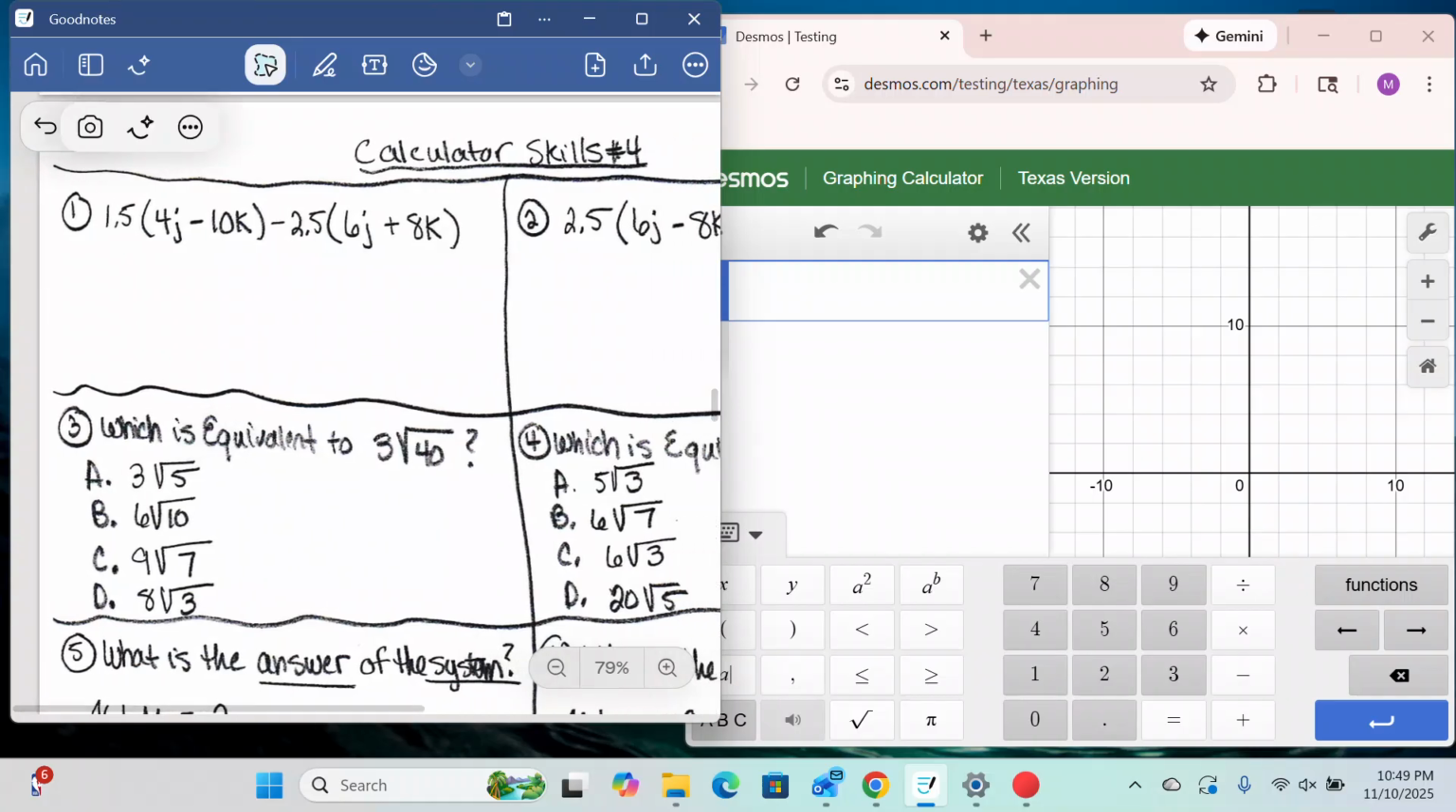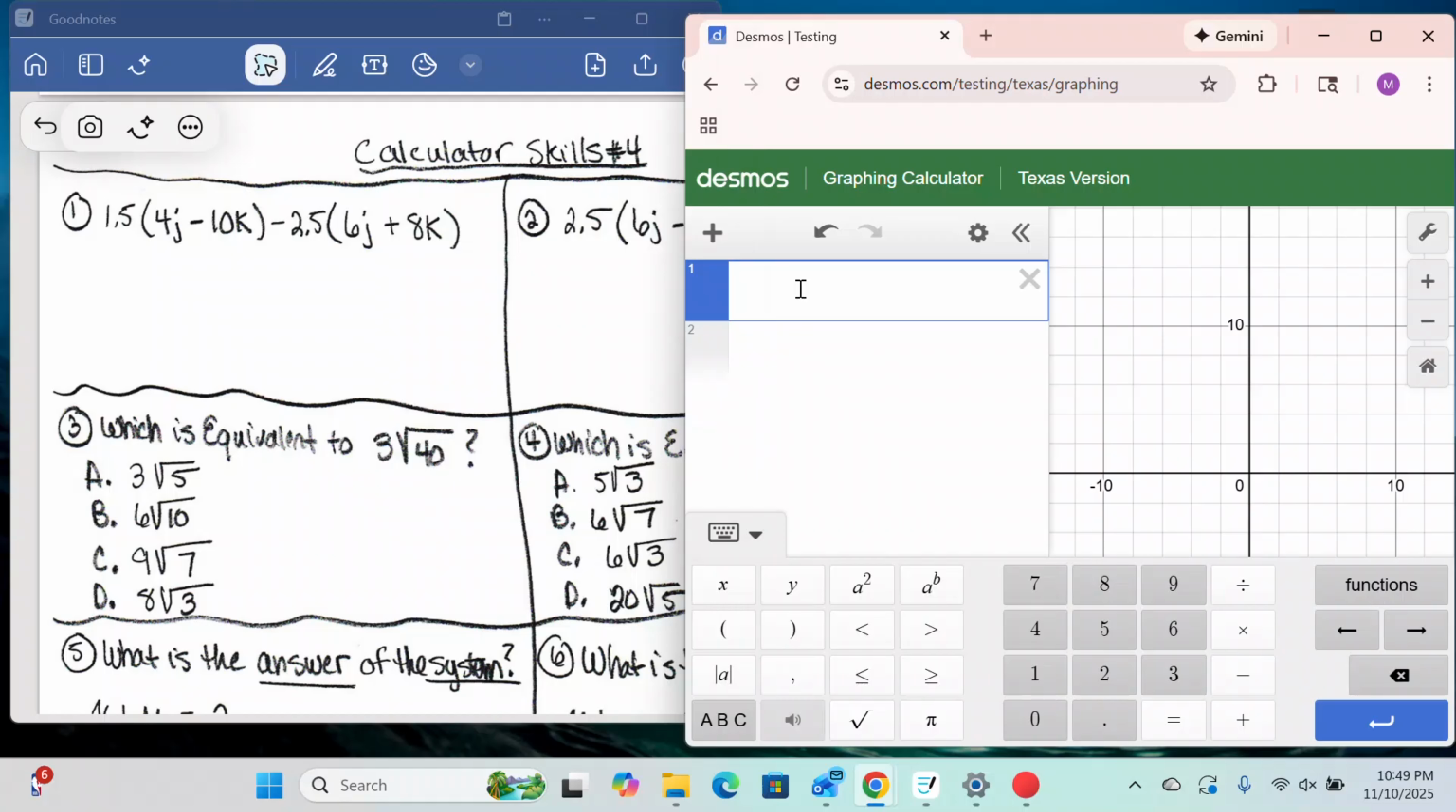If you look at equation number 1, you might say, let me simplify it. It kind of looks complicated, but it isn't. It's just a double distributive. You might say, let me try to input this on Desmos, but I can't really input it all. The only thing I can do is ask, what is 1.5 times 4? I just input 1.5 times 4, and that gives me the answer of 6.